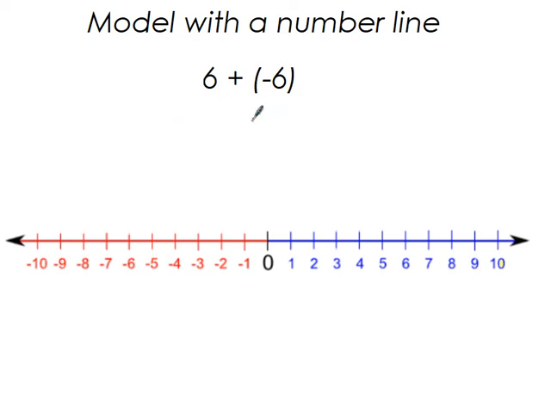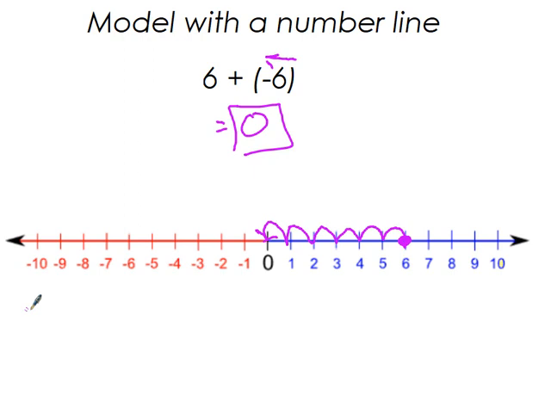So 6 plus -6. -6 is the additive inverse of 6. These are the numbers that are opposite from each other, so right away we should automatically know that this equals 0. But if I modeled it on my number line, which is what we were supposed to do, I would have started at +6. I'm adding a negative, which means I move left on my number line. So 1, 2, 3, 4, 5, 6.